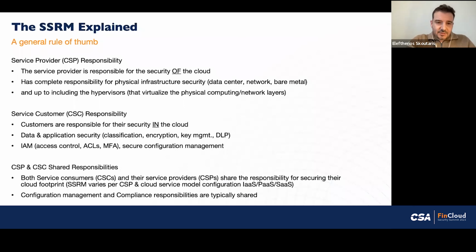So in the latter case, the customer is typically responsible for implementing security controls that are related to data security, because the customer is the entity that injects their data into the cloud, right? They have to deal with identity and access management, with secure software development, configuration management, etc.